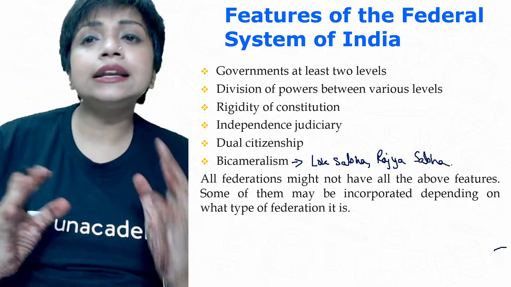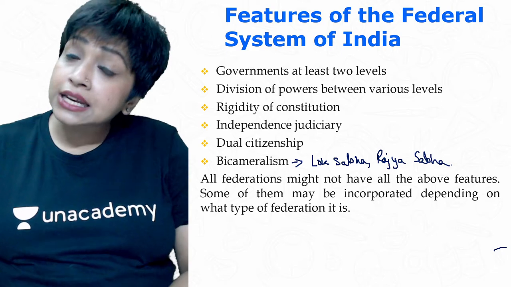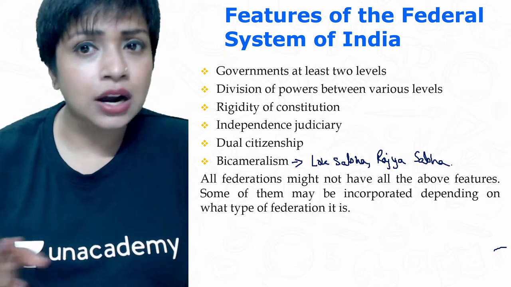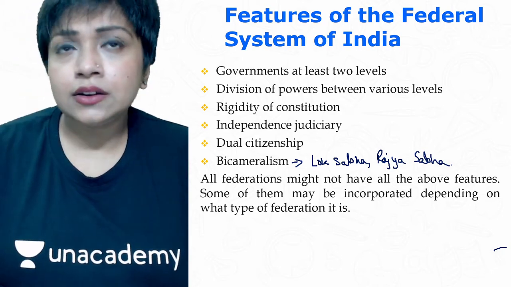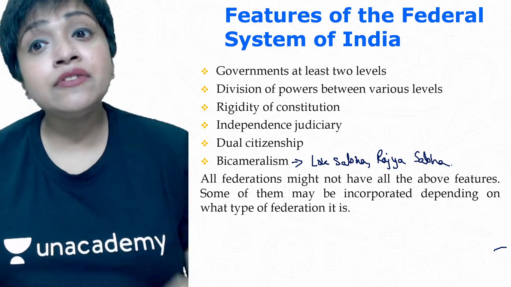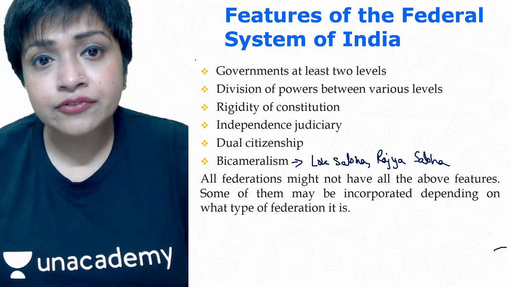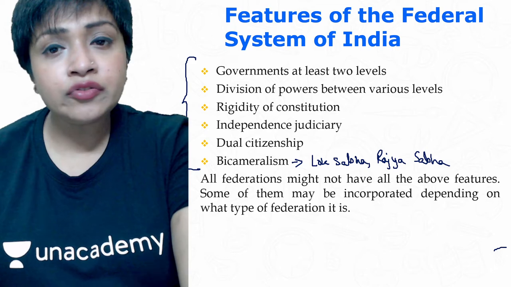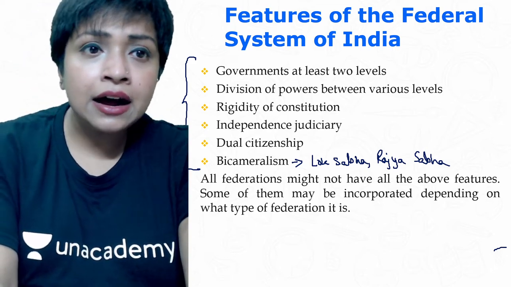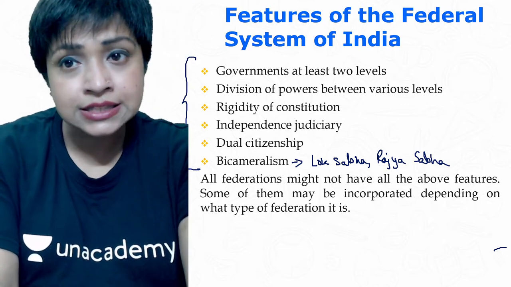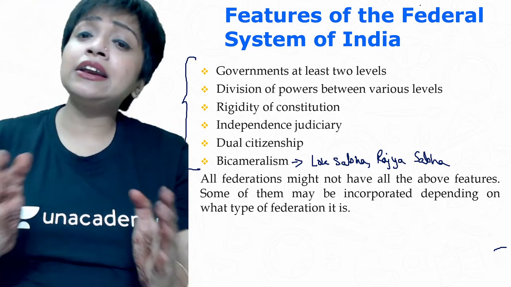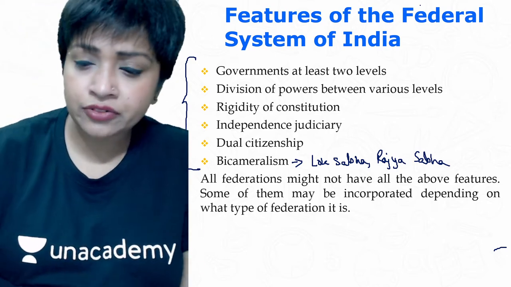So this is one thing that India has, and not only does the union have it, but if you see the various states, most of the states have two houses in the parliament. So all federations, these are usually the main features. These are a few of the main features of a federation. It might be that a few of these features are present in a few federations, and there are other features that might not be there in a number of federations.